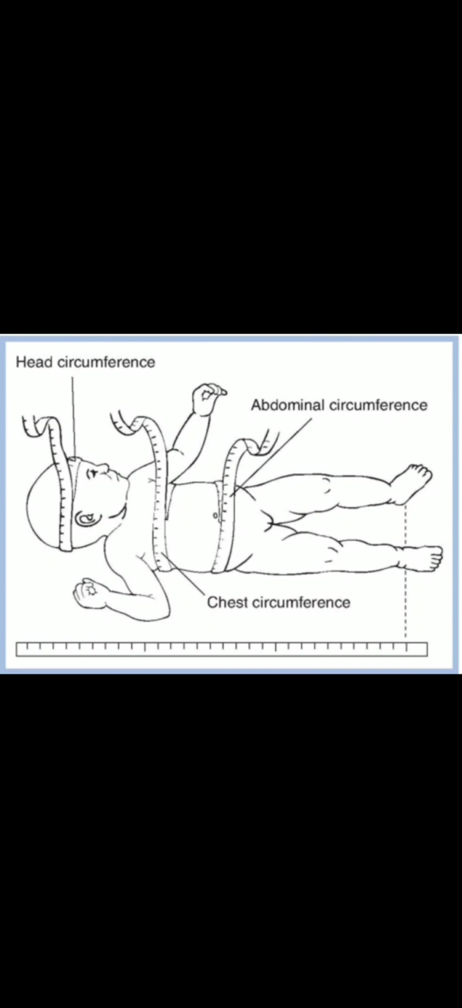Next is abdominal circumference. To measure it, the baby lies in supine position, same as for chest circumference, but here bring the tape measure behind the baby's waistline or umbilical line. You can see in the image, and the tape is run across the abdominal line. The normal value of abdominal circumference is 31 to 33 centimeters.